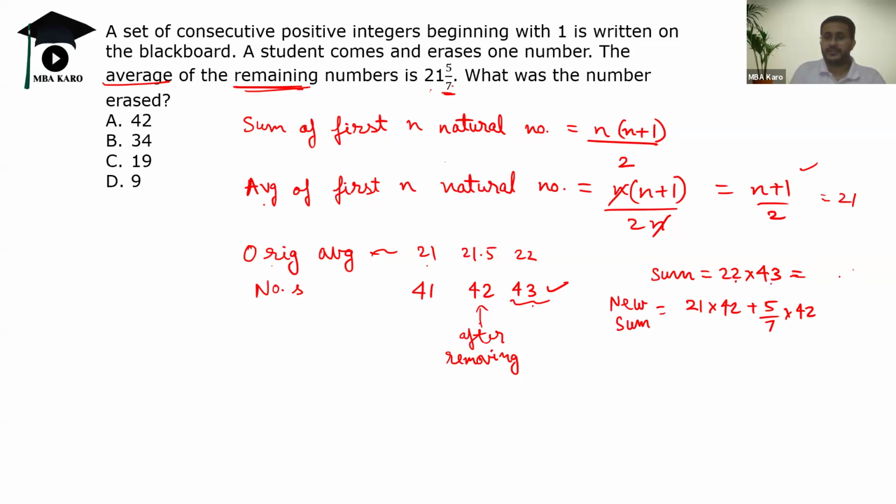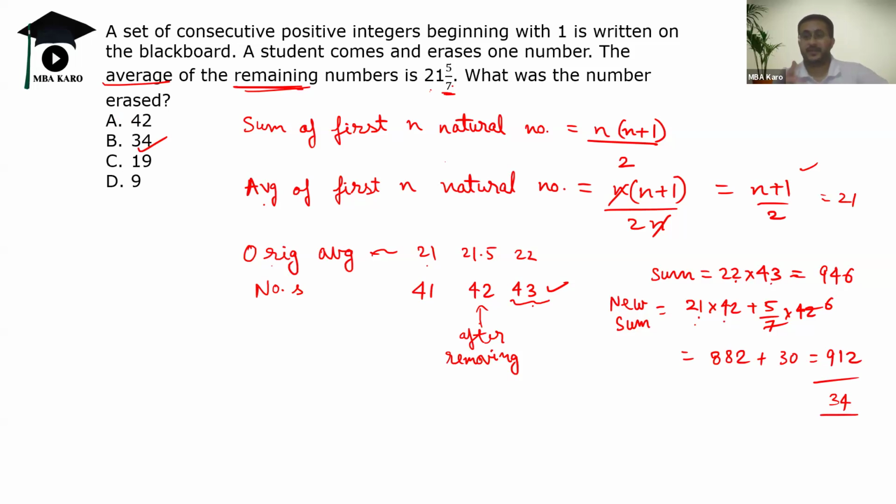22 into 43 is 946. 21 into 42 is 882, plus 30, that is 912. What is the remaining number? That is the number that we removed, which is 34. So the number removed is 34.